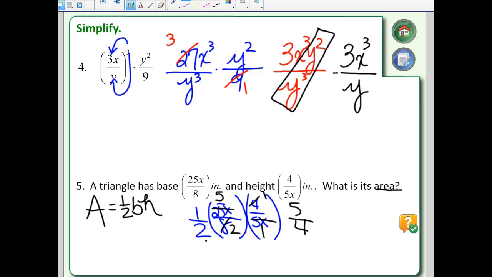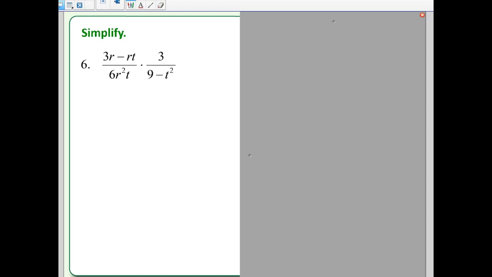Now we're figuring out area, so I need a number, but I also need a unit. What would our unit be? Inches times inches is inches squared. Good job. All right. Now, here we go.